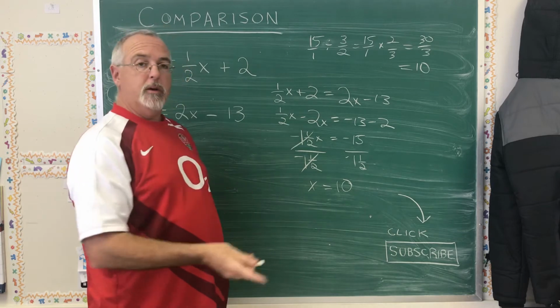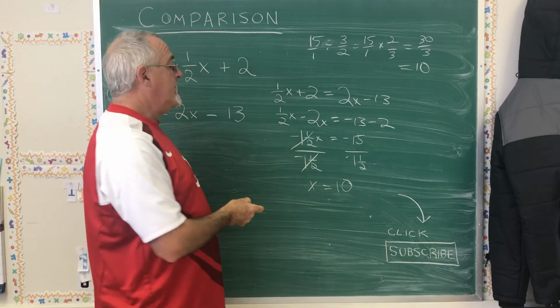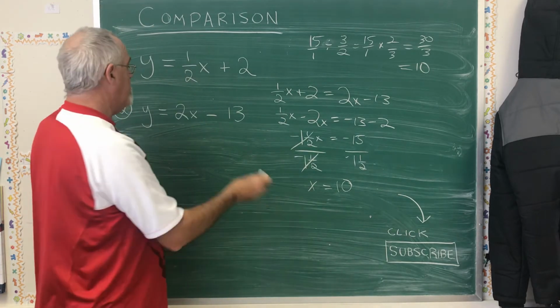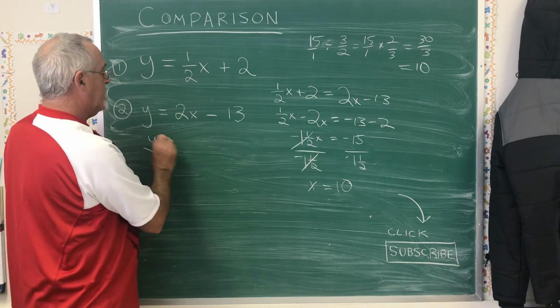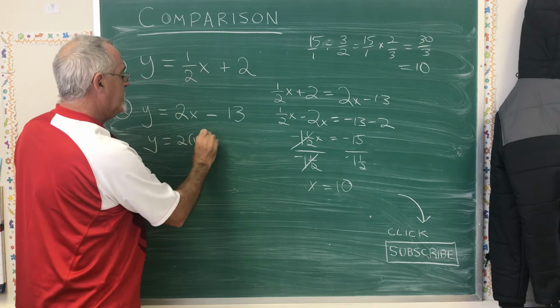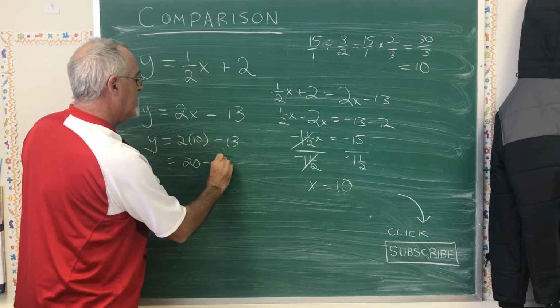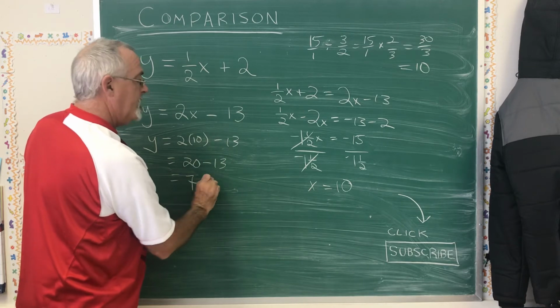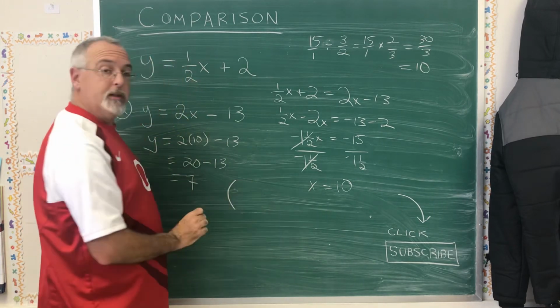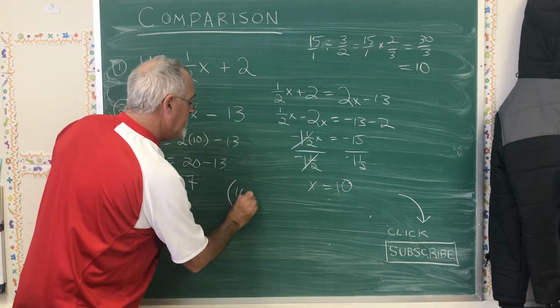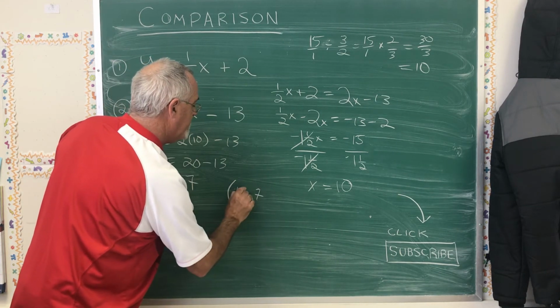I need to know the y-coordinate of the point of intersection as well. So I plug x equals 10 into either of the original equations to find my y. I'll use this second one. Replacing x with 10, I get 20 minus 13, which is 7. The answer, the solution set, the point of intersection of these two lines is 10, 7.